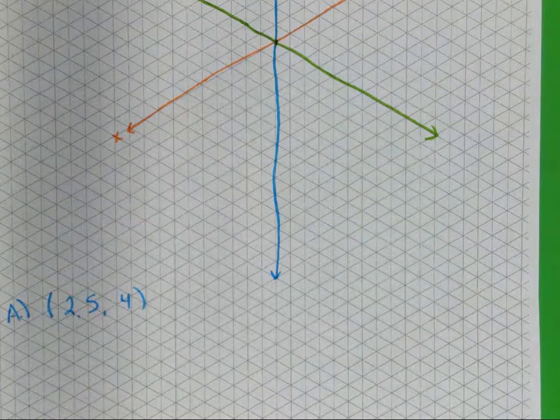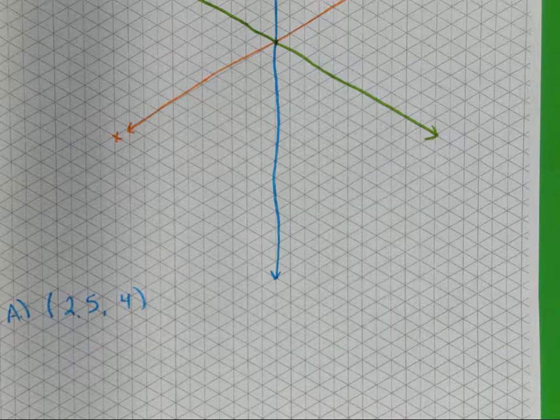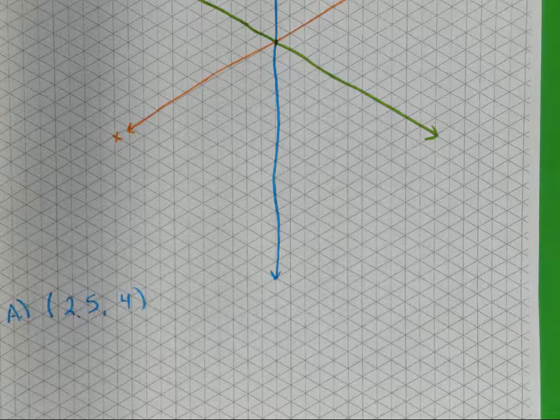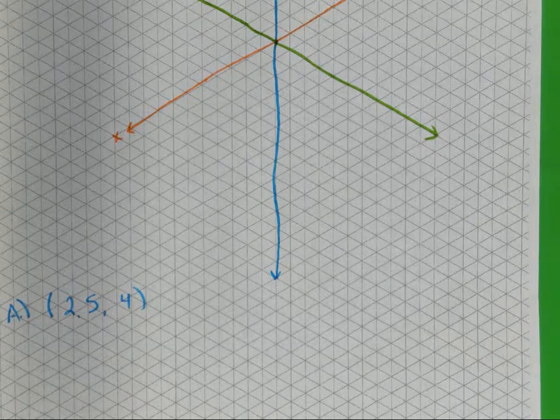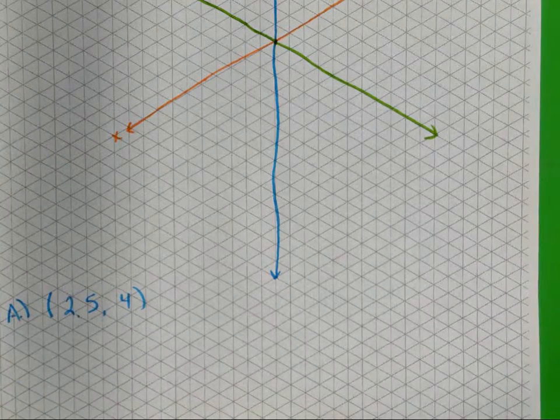Now, my next thing. Are these ordered pairs? No. It's not a pair anymore. What do you think these are called? Triples. You're plotting ordered triples now. In 2D world, it's ordered pairs. In 3D world, you're doing ordered triples. All right, so here we go. We're graphing the point 2, 5, 4. And put A right here because you're going to label it as A, okay?